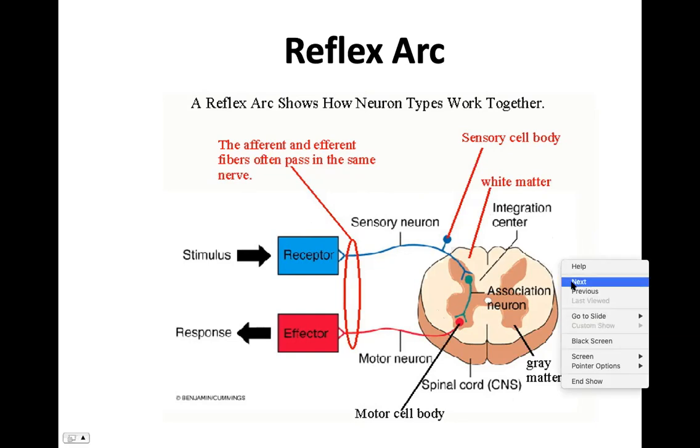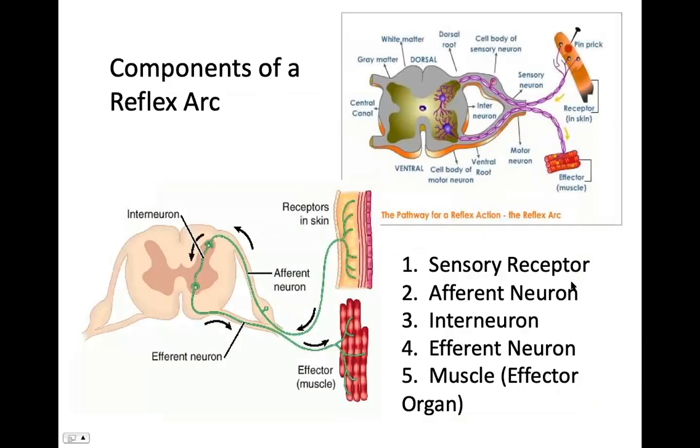Eventually the brain gets notified, but the brain is kind of slow in that respect. Okay, so this is just, again, the components of a reflex arc: sensory receptor, afferent neuron, interneuron, efferent neuron, muscle or effector organ, right?